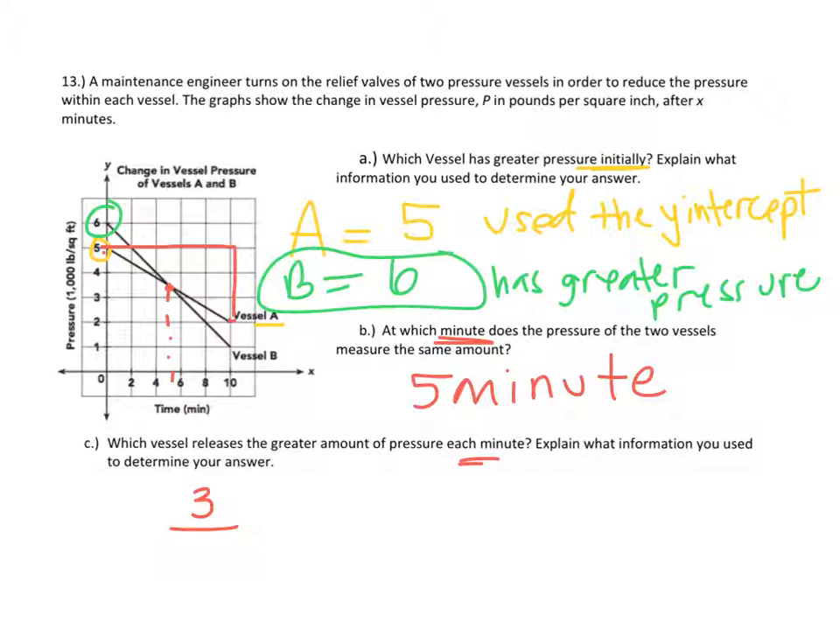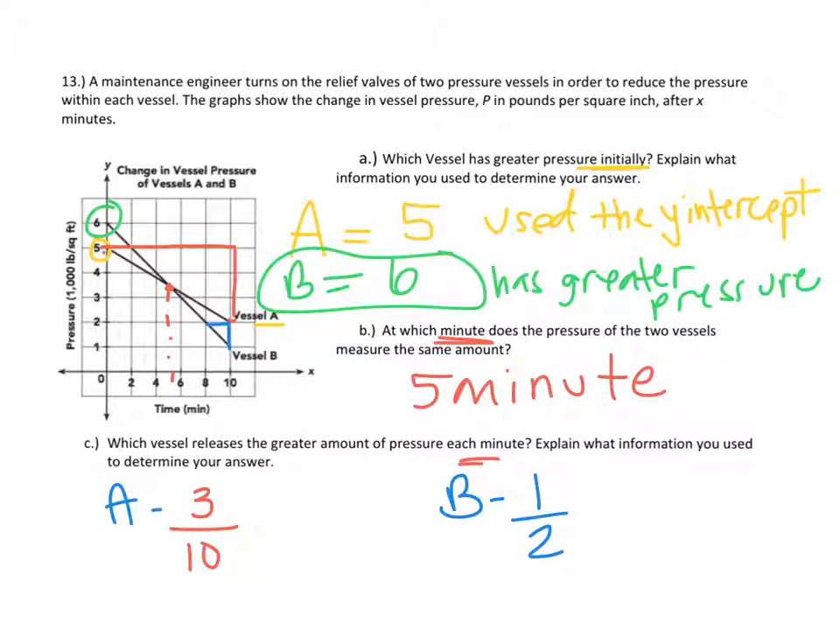and run 10. And for vessel B, let me do that in blue. Oh, B is nice. Rise 1, run 1. So this is for A, and for B is 1 over 1. Oh, wait a minute. This is going by 2's down here. So this would be 1 over 2. Sorry, both of these are negative slopes. Okay, so which has the greater amount of pressure each minute, 3/10 or 1/2?